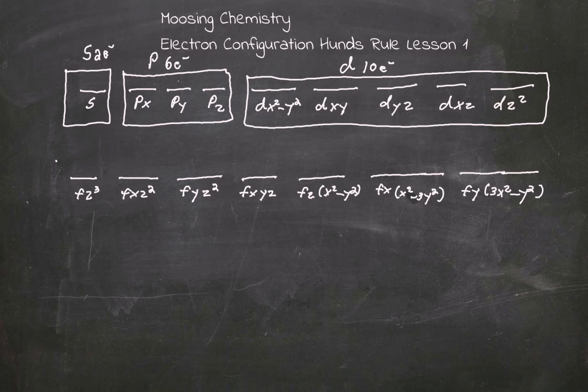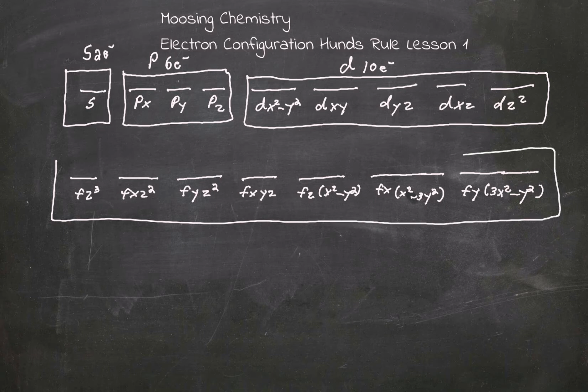Last but not least are the giant f suborbitals, and there are 7 of those, which gives us a total of 14 electrons for the f orbitals. They are fz cubed, fxz squared, fyz squared, fxyz, fz bracket x squared minus y squared, fx bracket x squared minus 3y squared, and fy bracket 3x squared minus y squared. And they can hold, again, up to 14 electrons.